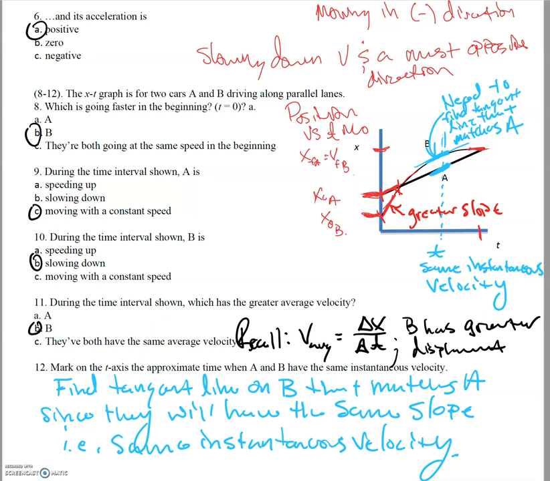So now for 12, we need to mark on the axis where they have the same instantaneous velocity. So the key here is they must have the same slope. So where is the point on B that has the same slope as A? So you just need to find the line that's tangent to a point on B that matches A, and they will have the same instantaneous velocity.